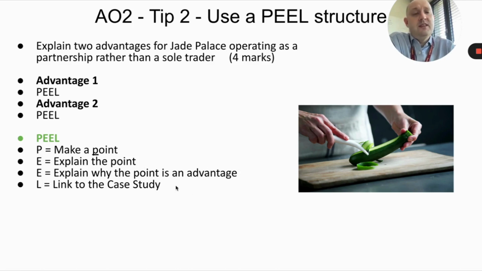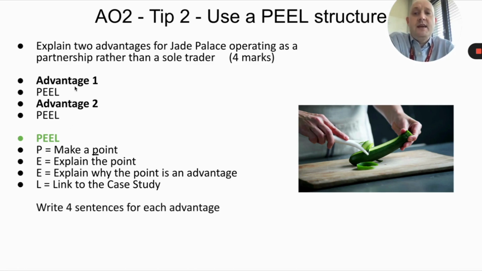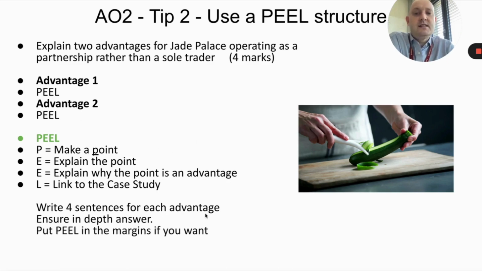And then the fourth sentence and maybe fifth and sixth sentences, you're going to then link it to the case study. So you can say, as you can see in the case study, we can see this advantage at work from this paragraph here, for example. And then you're going to do the same for the second advantage. And what you can do is you can write 4 sentences for each advantage. So the first PEEL paragraph will be 4 sentences. It could be more, could be less. But in general, if you write 4 sentences, then that should ensure that you give enough depth in the answers.